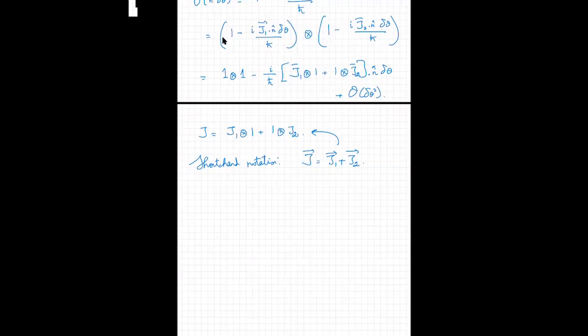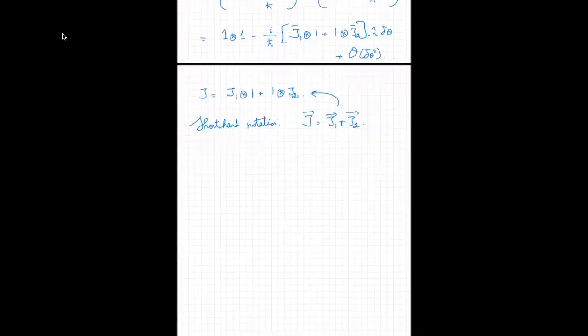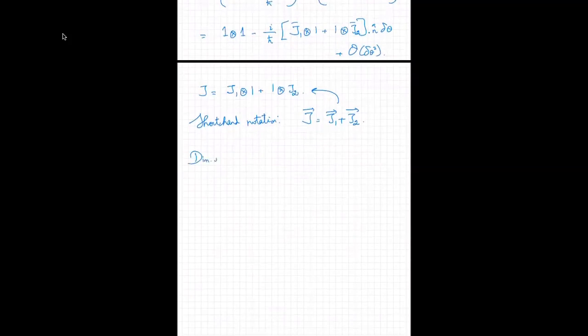Shouldn't we have a direct sum? No. Remember that when I write down the tensor product like this, J1 has a different dimensionality, J2 has a different dimensionality. The dimension of the 1 space is 2J1 plus 1, right? And the dimension of the 2 space is 2J2 plus 1, right?